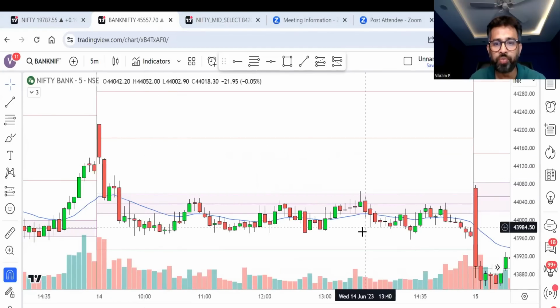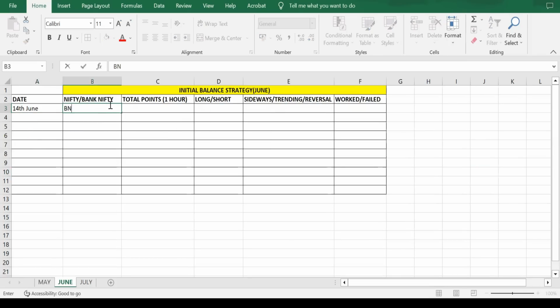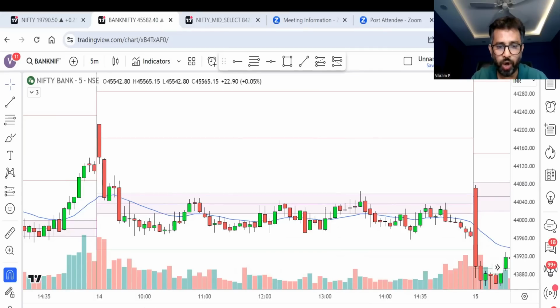So now what we have to do? We have to go to the journal, our trading journal, and mention the date, which is 14 June, and total points around 300 points. It was a long trade and it stayed sideways. Whether it worked or failed, it worked because it did not go in the original direction.